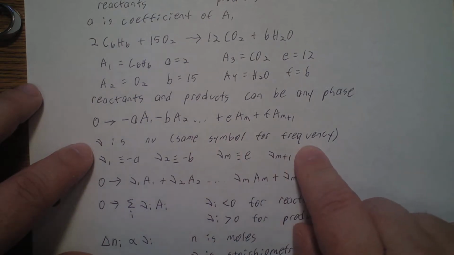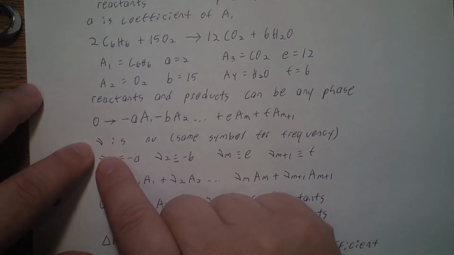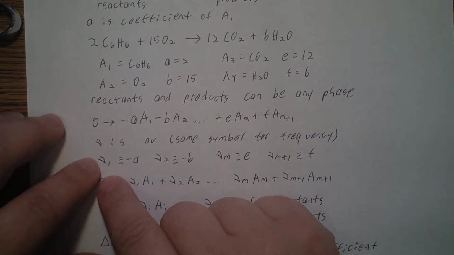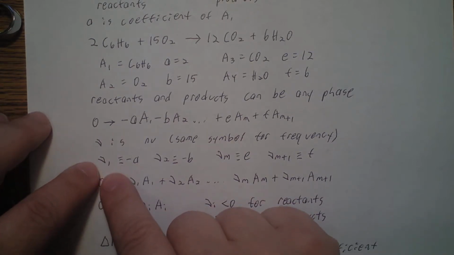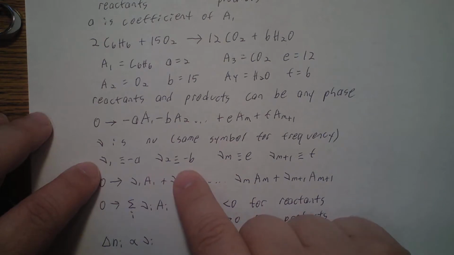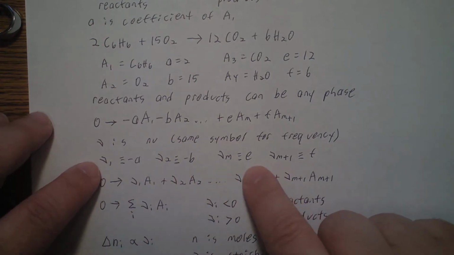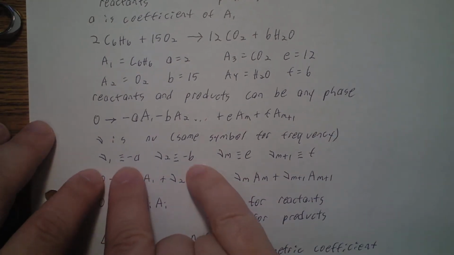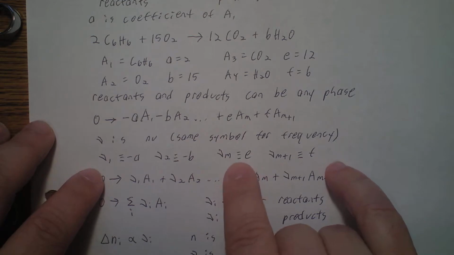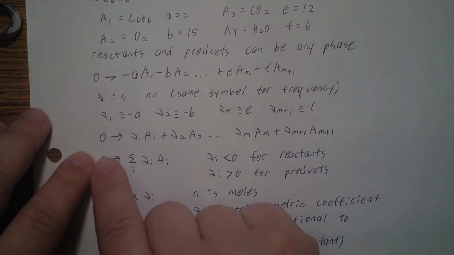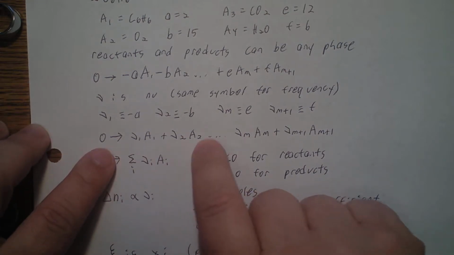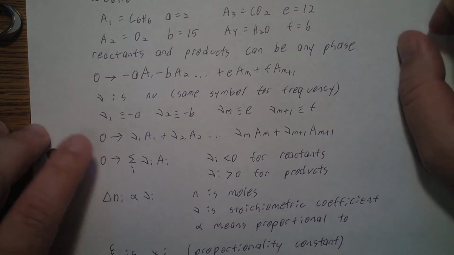This is the same symbol for frequency, actually I thought it was wave number. But anyway, you might see the symbol before with a different meaning, so again, pay attention to context. So we'll just use a subscript. So nu1 will be minus a, nu2 will be minus b, etc. Nu_M will be e, etc. Now the reason we did this, you'll notice all the reactants have negative numbers and all the products have positive numbers. So now we have 0 going to nu1 A1, nu2 A2, nu_M A_M, etc.